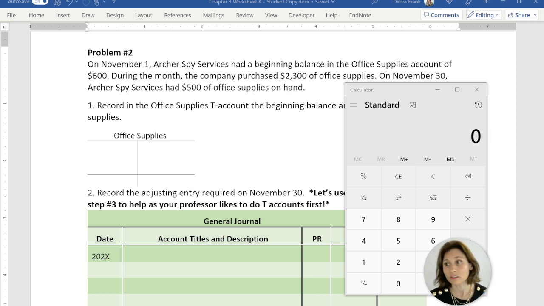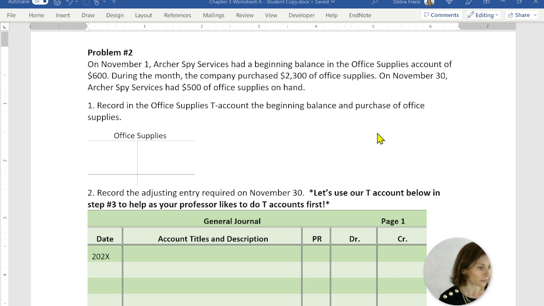So as we're looking at this problem, we have here on November 1st, Archer Spy Services had a beginning balance of office supplies account of $600. And then during the month, the company purchased 2,300 of office supplies. And then on November 30th, they had 500 of office supplies left on hand. So first, we're going to just use our T account to make sure we're recording what happened, at least for now. So let's shrink this down.